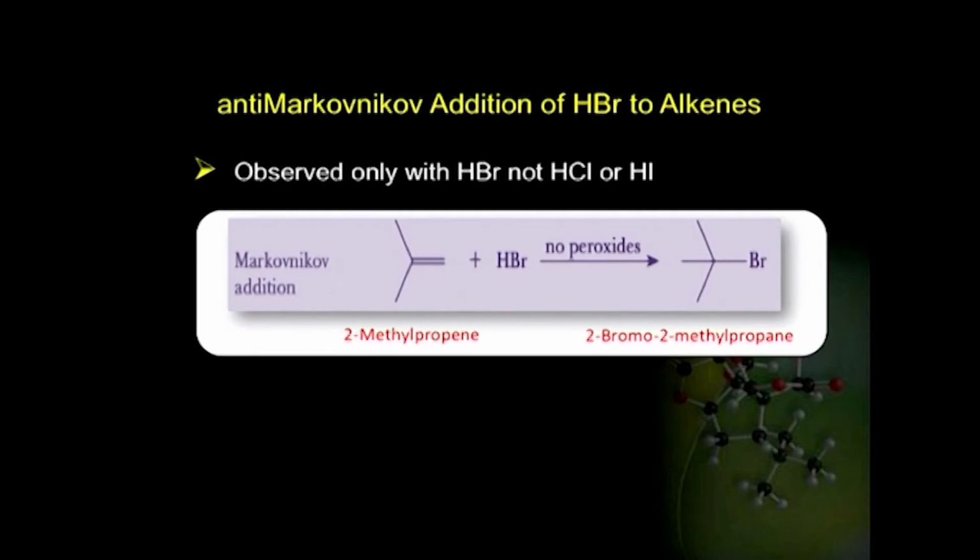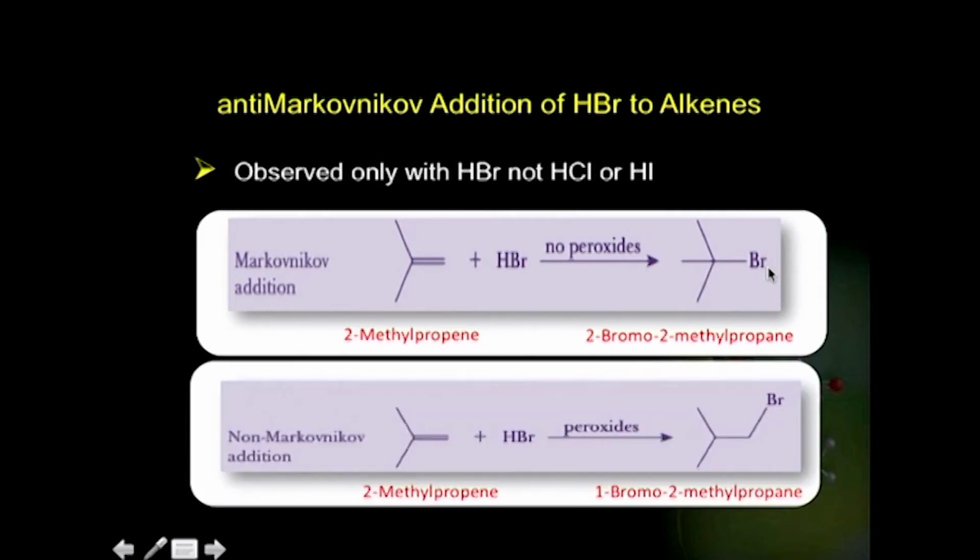So, if we look into this example, this is 2-methyl propene which reacts with HBr in the absence of peroxide. There is no peroxide present and we get the usual Markovnikov product. That is, the hydrogen of the hydrogen halide has gone to the carbon which had more number of hydrogen atoms. So, to this CH2 hydrogen has gone, as a result it has become CH3, and the other side of the carbon gets the bromine atom. This is the Markovnikov addition.